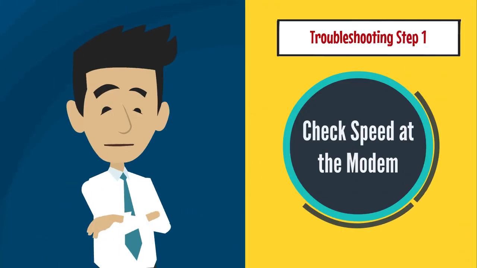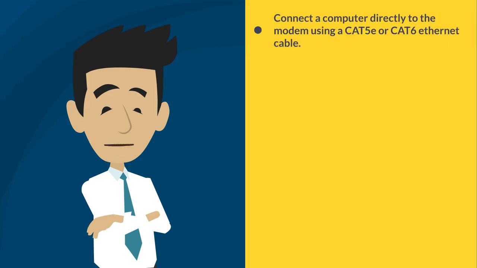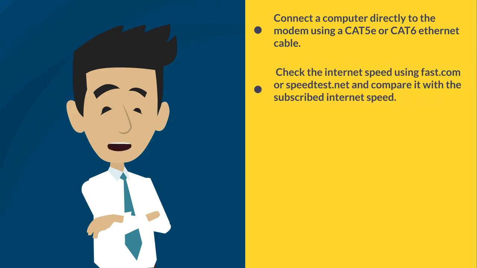Troubleshooting Step 1. Check speed at the modem. Prior to troubleshooting, verify your speed at the modem first to rule out any issues with your internet service provider. Follow these steps. Connect a computer directly to the modem using a Cat5e or Cat6 Ethernet cable. Check the internet speed using fast.com or speedtest.net and compare it with the subscribed internet speed.